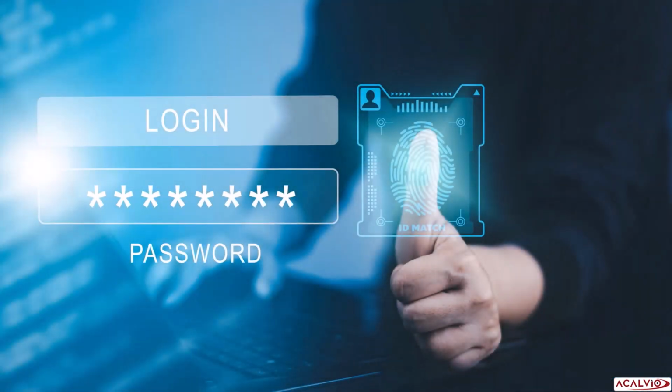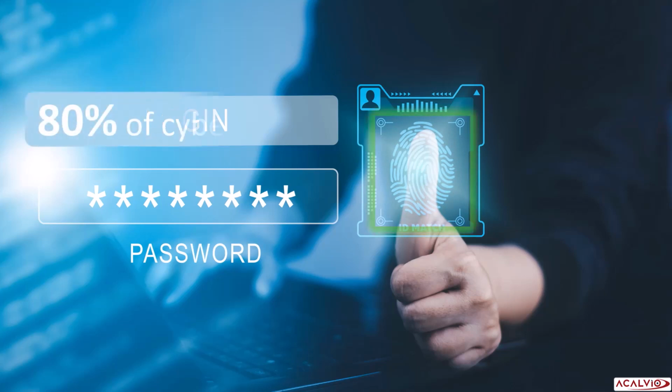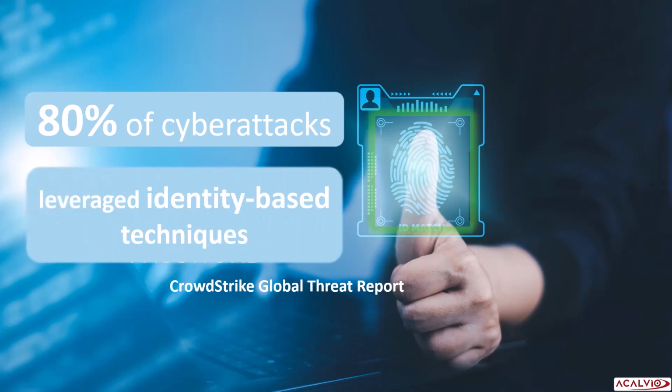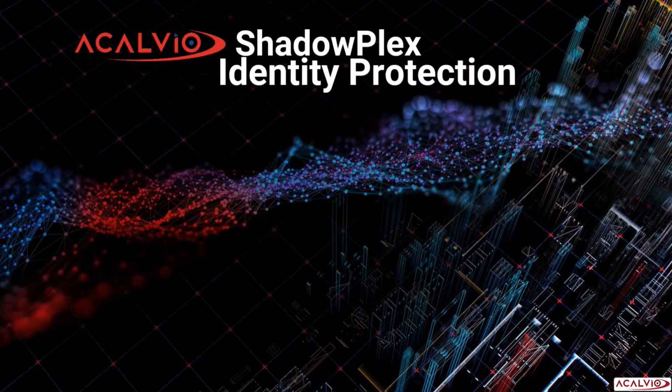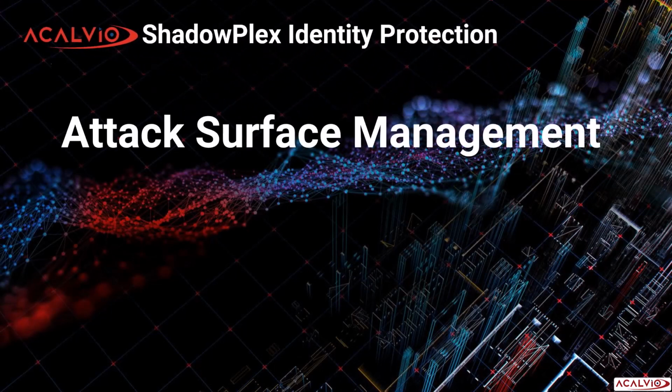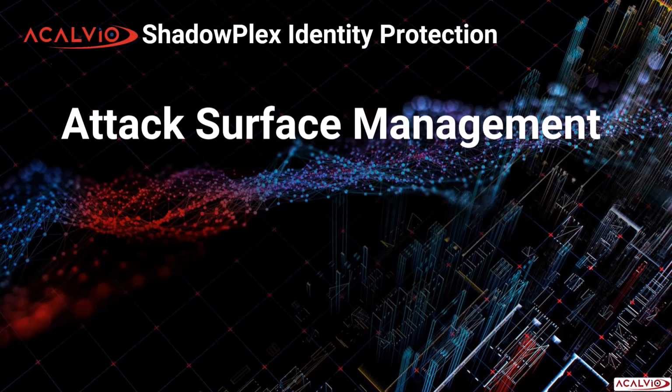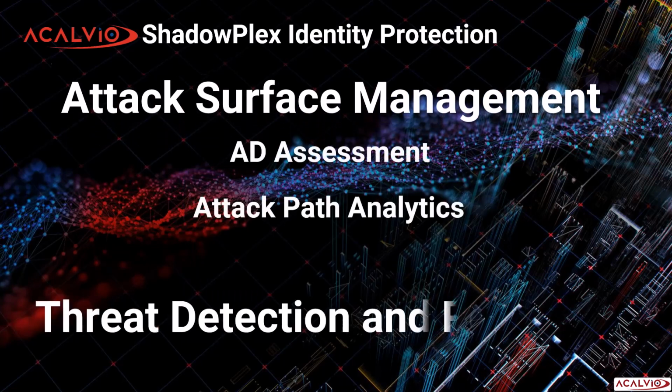Sophisticated attackers like APTs and ransomware actors typically start a campaign with an identity compromise. Attackers can exploit identities on endpoints, applications, and even identity stores. Acalvio ShadowPlex Identity Protection is the comprehensive identity protection solution, covering both attack surface management and high-fidelity threat detection and response.